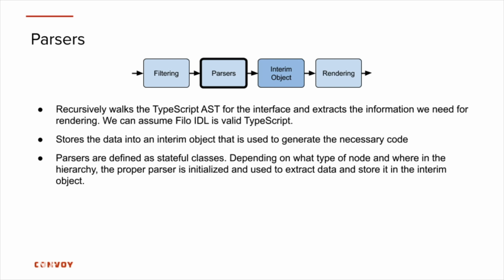We can assume that PhiloIDL is valid TypeScript because it is a subset of TypeScript, which is convenient because we know that the code is compilable when it enters our parsers. So the parsers will store all of the data we need into an interim object. They're also stateful classes, so depending on what kind of node and where in the hierarchy they are, the proper parser is initialized and then used to extract the data and store it.